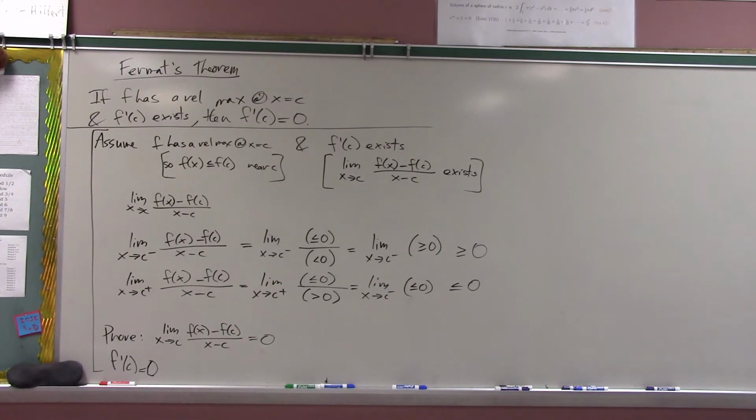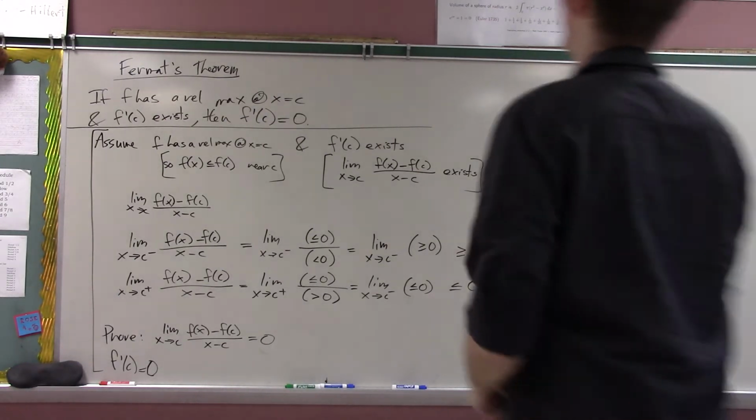The limit from the left is greater than or equal to 0, but the limit from the right is less than or equal to 0. So what? So it has to be 0, because the limit exists. Here's where I use my second assumption, that the limit exists. Since the limit exists, the limit from the left must equal the limit from the right, so those two numbers have to be equal. Well, what's the only number which is both less than or equal to 0 and greater than or equal to 0? 0. Ta-da! Fermat's theorem proved.